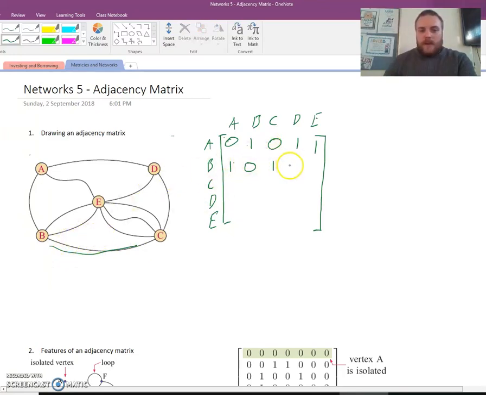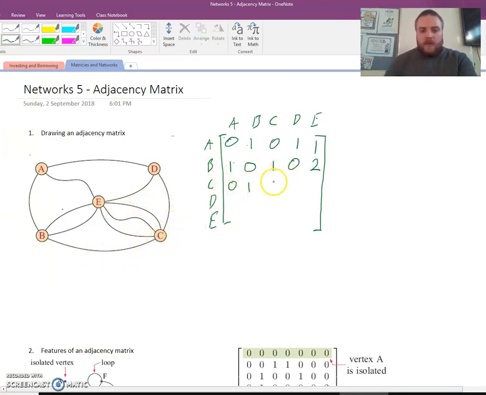Between B and D, there are none. Between B and E, there are 2 connections. This one and this one. All right, between C and A, no connections. Again, you're noticing that this 0 here is the same as this one here. We've already filled in that information. In fact, we always tend to duplicate things with an undirected network. So that's 0 and 0. Between C and B, we have 1 connection.